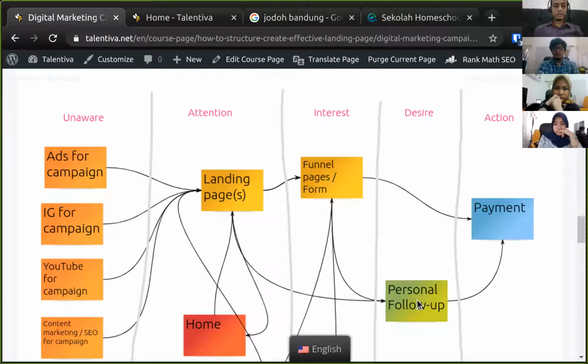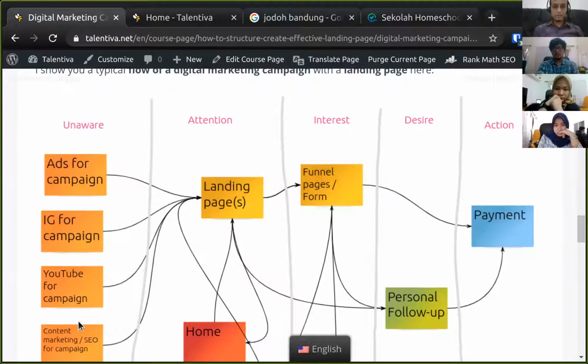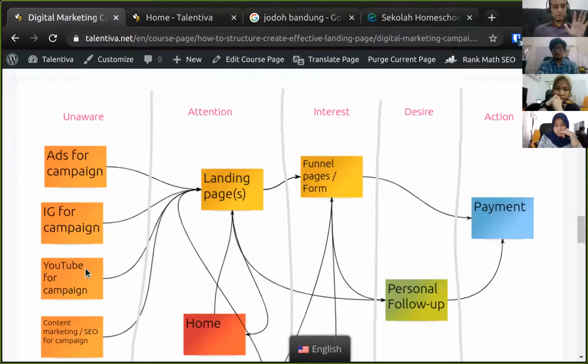Just get that user to sign up and then payment. Okay, so because the landing page is already in the attention phase, the question is, how do we get a user to visit our landing page? That's why we need campaigns for before the attention phase. That user does not know that we exist. That user does not know who is Talentiva, who is Miluf, who is Lovia.